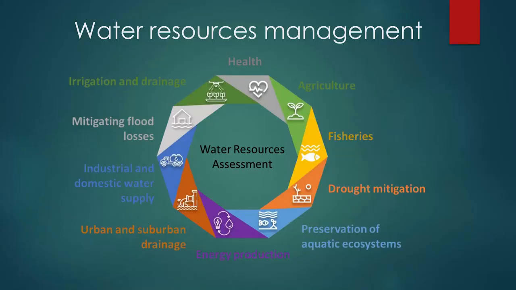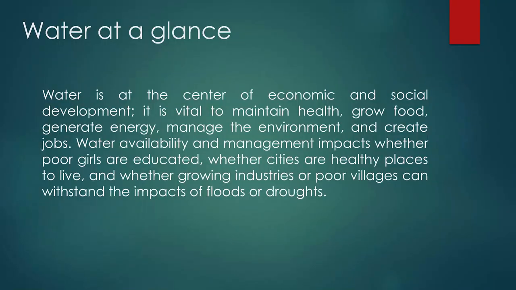What is water resources management? What are the areas where we use water? We need water for health. We need water for agriculture. We need water for fisheries. We need water for drought mitigation. We need water for mitigating flood losses. We need water for irrigation and drainage. We need water for industrial and domestic supply, urban and suburban drainage, energy production, and preservation of aquatic ecosystems. So, a lot of resource management is needed related to water. Water is at the center of economic and social development.